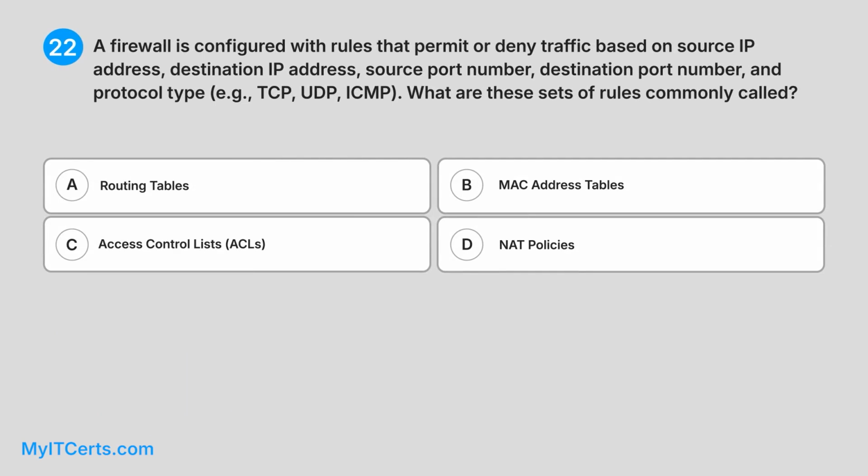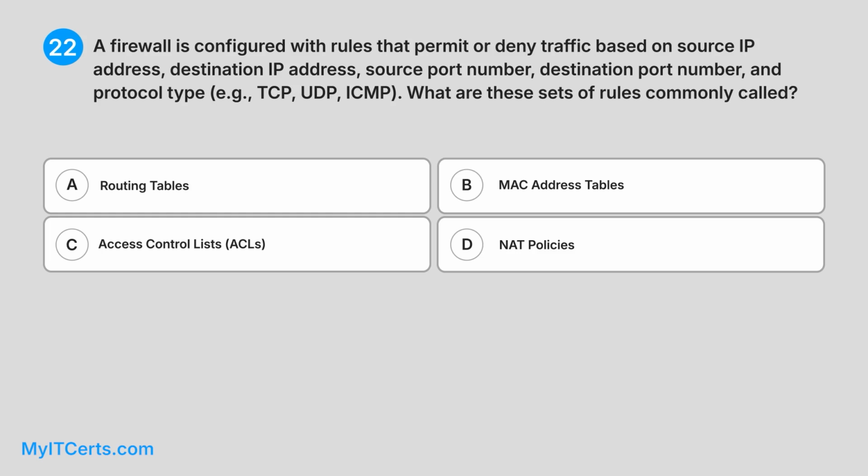22. A firewall is configured with rules that permit or deny traffic based on source IP address, destination IP address, source port number, destination port number, and protocol type, for example, TCP, UDP, ICMP. What are these sets of rules commonly called?